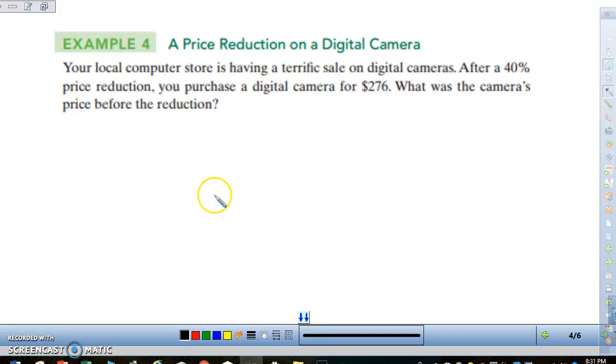Your local computer store is having a terrific sale on digital cameras. After a 40% price reduction, you purchase a digital camera for $276. What was the camera's price before the reduction?